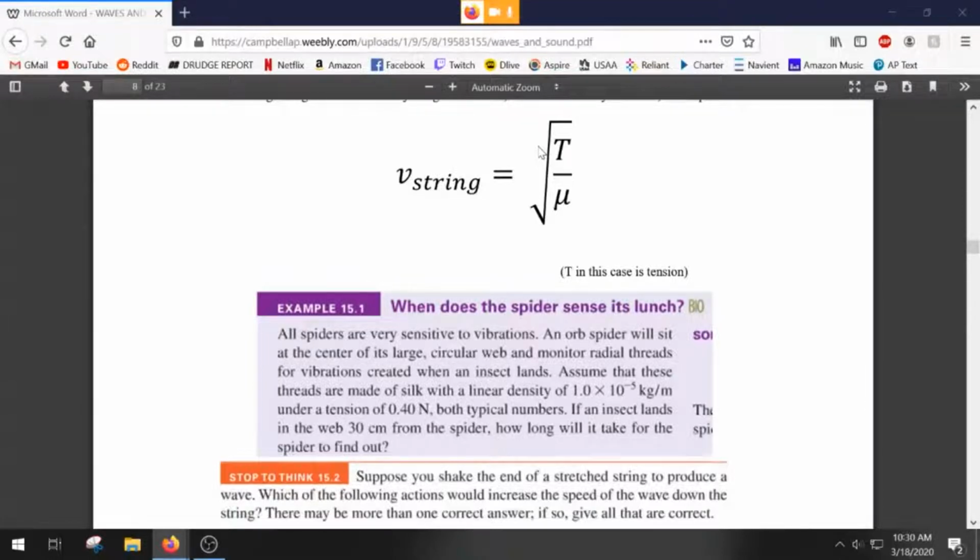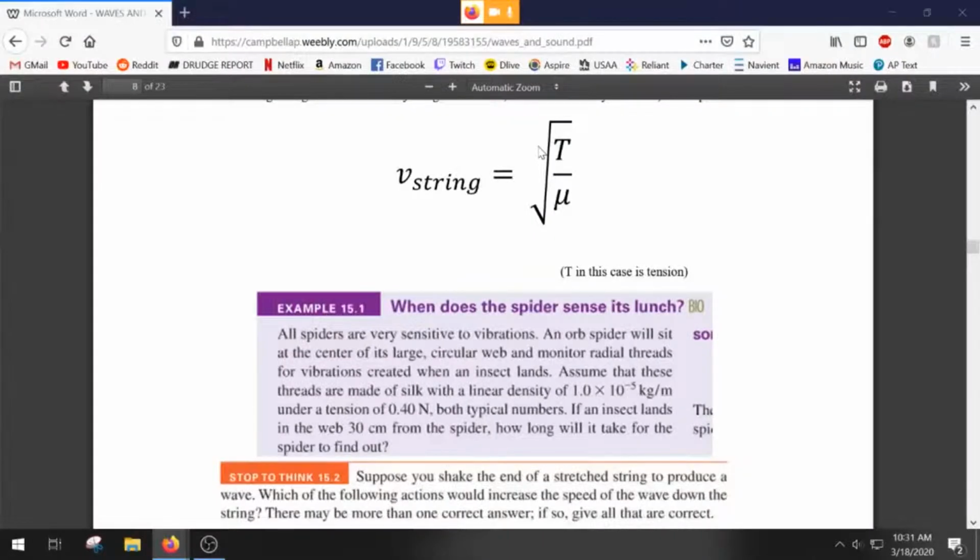Which means if we want to find how long it's going to take for that spider to know it's caught its lunch, we go back to the first equation we've ever had, where speed is equal to distance over time. We know that the spider is 0.3 meters away. So 0.3 meters divided by 200 gives us a time of 0.015 seconds, or if we want to put that into milliseconds, 1.5 milliseconds.